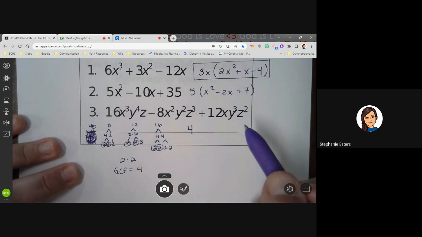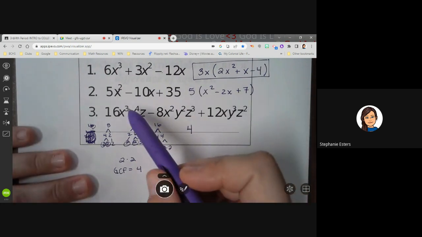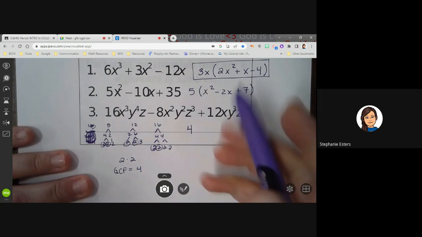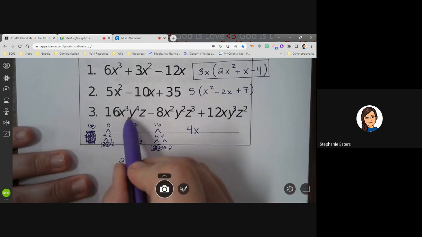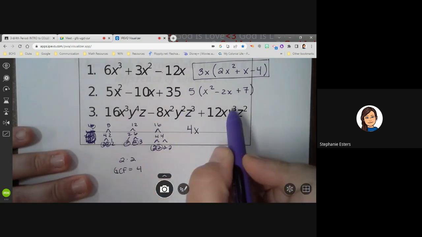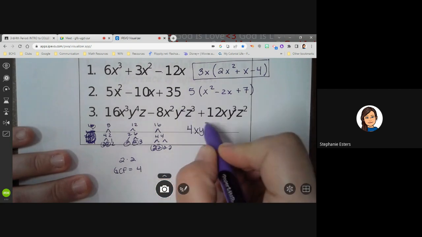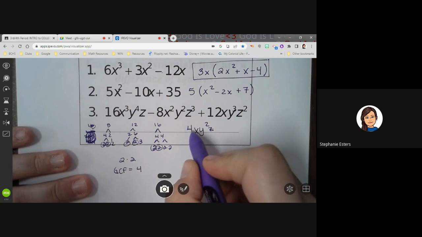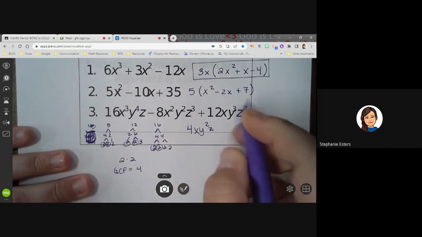Now, the variables are a little bit easier because, again, you can count with your exponents. If this one's got 3, this one's got 2, but this one only has 1, I can only take 1 away. Same thing with my y's. There were 4, 2, and 3. 2 is the smallest. And then this one only has 1 z. So 4x y squared z is my GCF.